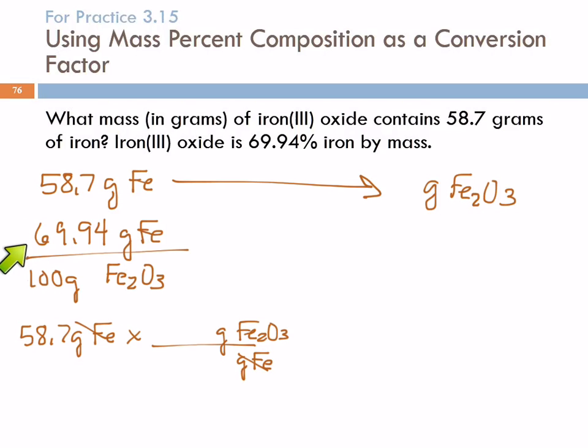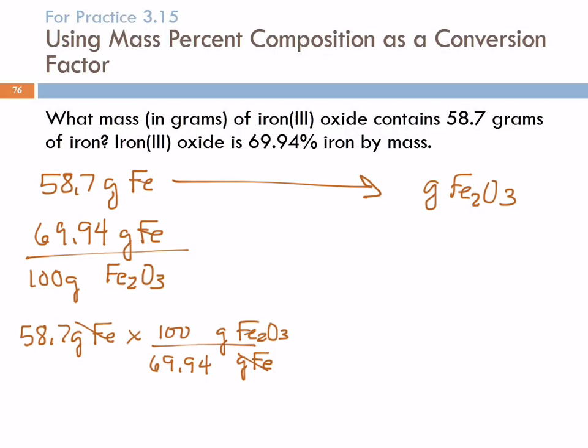Now we look at this conversion factor that we made from the percentage. And the 69.94 is with the iron. And so I'm going to put that in the denominator with the correct unit. And the 100 grams goes in the numerator. This 100 can be considered an exact number. The 69.94 is the measured number. 69.94 plus or minus 0.01 grams in exactly 100 grams of the mass. So this is not going to limit anything. The number on top is going to do that.